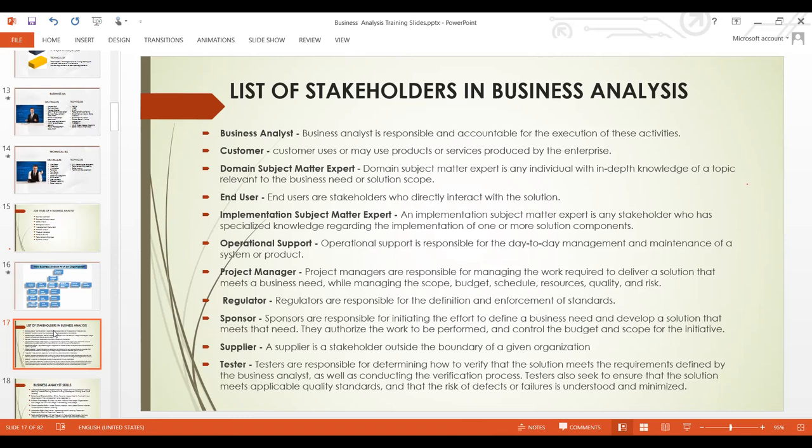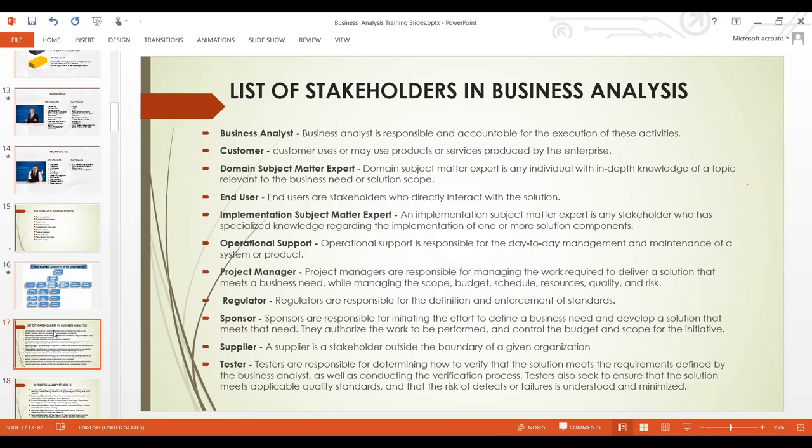So now, if you are implementing a solution, we have two types of subject matter experts here. One is domain subject matter expert, and the other one is implementation subject matter expert. The domain subject matter experts are the people working in the organization who have expert knowledge about that particular solution. But when we talk about the implementation subject matter expert, these are the vendors that have been helping companies to implement the solution.